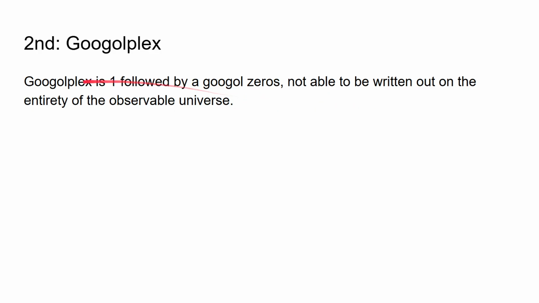Second, Googleplex. It's 1 followed by a Google zeros. It is not able to be written out in the entirety of the observable universe. It has about 20 more zeros than the amount of atoms in the universe. So it's nowhere near being able to be written out already. But with notation, it's very easy to write out. It's just 10 to the 10th to the 10th.